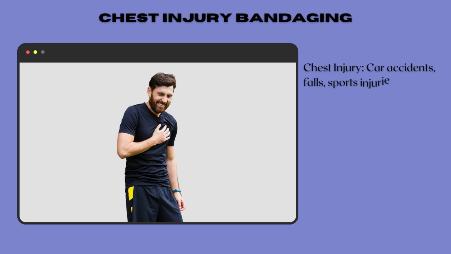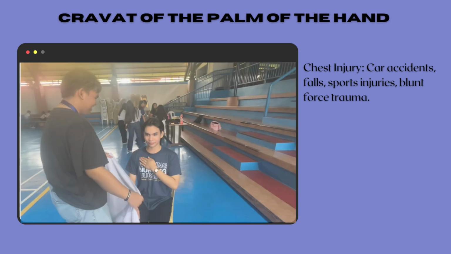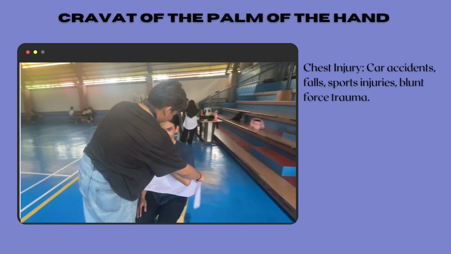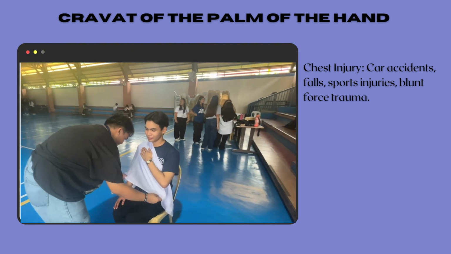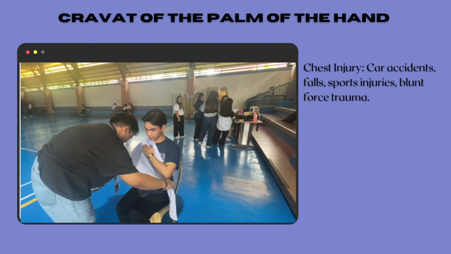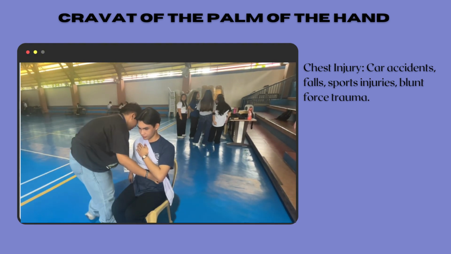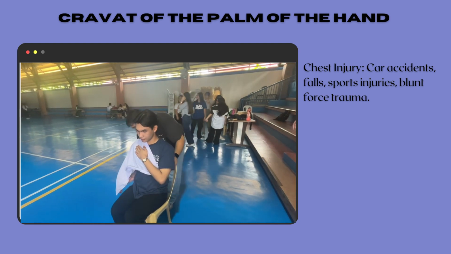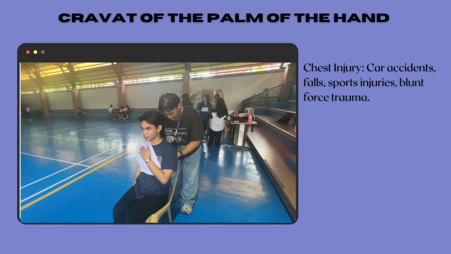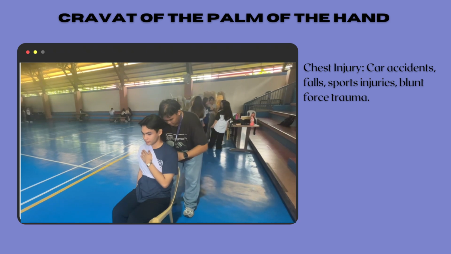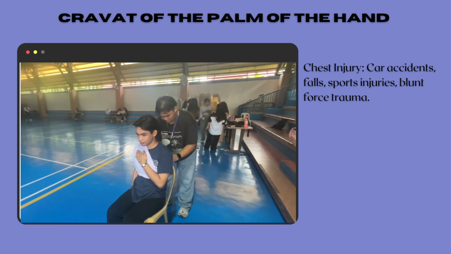Possible incidents leading to these injuries are car accidents, falls, sports injuries, and blunt force trauma. Procedure for the chest injury bandaging. Position the triangular bandage on the top of the dressing of the chest with the apex just below the armpit. Gently pull the apex and the other end of the bandage, passing around the armpit towards the back of the victim, and tie it in a square knot.